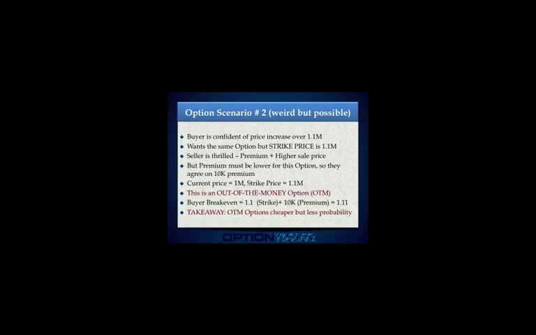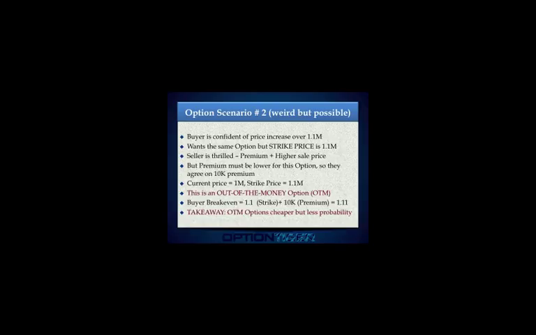The buyer paid $10,000 for this option and he exercises his right at $1.1 million. So he has a profit of $90,000 on an investment of $10,000. His return is 900%. The seller's break-even price would have been $1.1 million, so he lost $90,000 on this deal. So for a premium payment of $10,000, he lost out on $90,000.